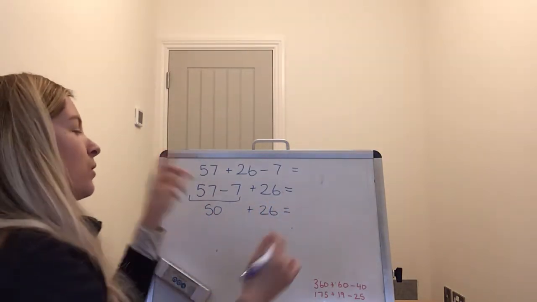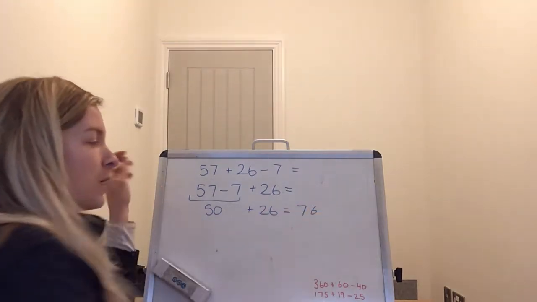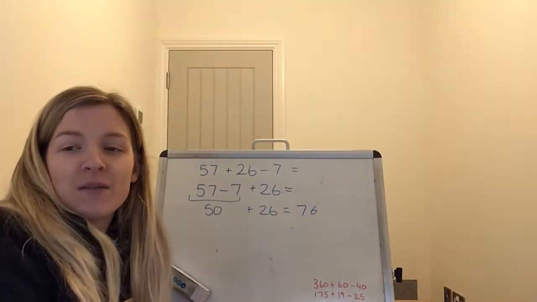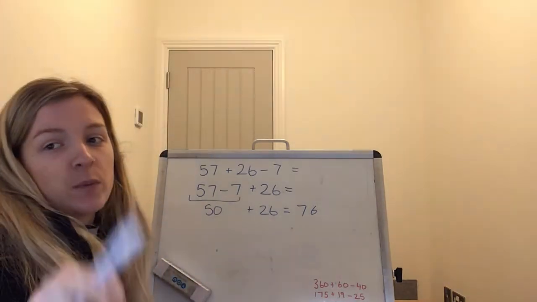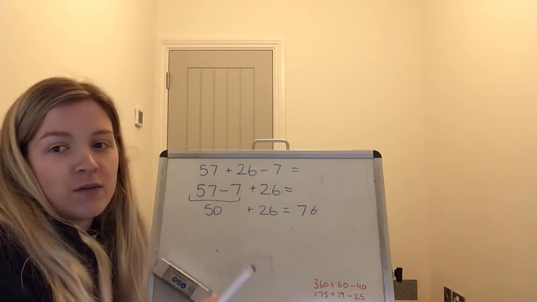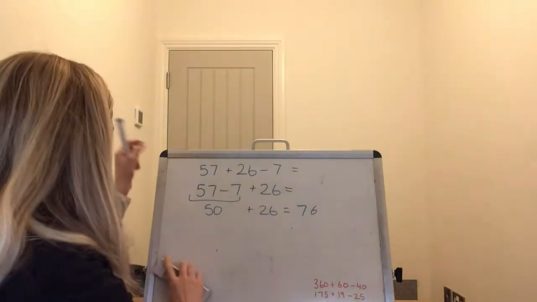5 tens add 2 tens is 7 tens, 0 ones add 6 ones is 6 ones. So your answer should have been 76. Well done you if you got that. If you didn't quite get that, perhaps pause the video here, go back and have another go. And let's go on to a slightly different one.